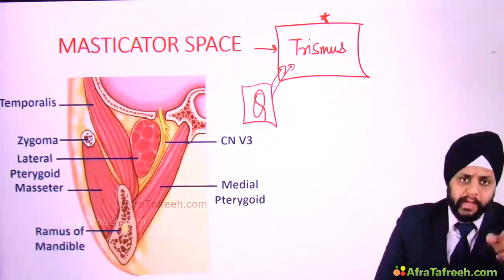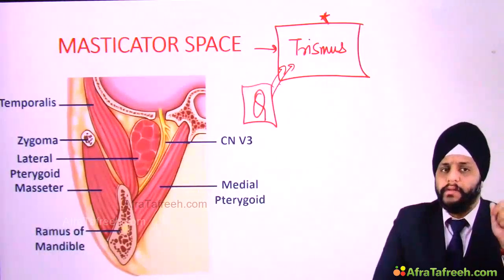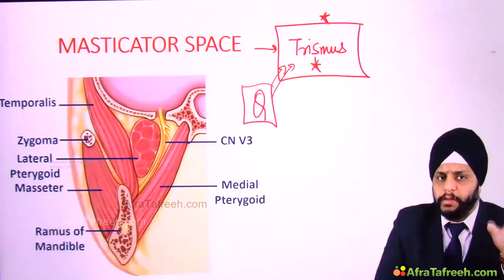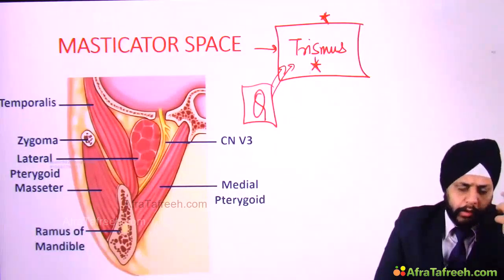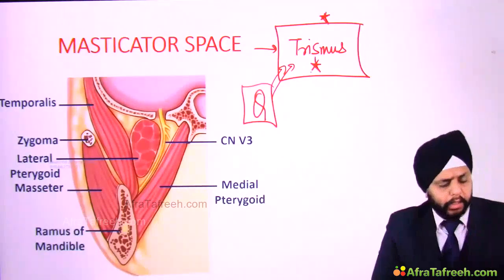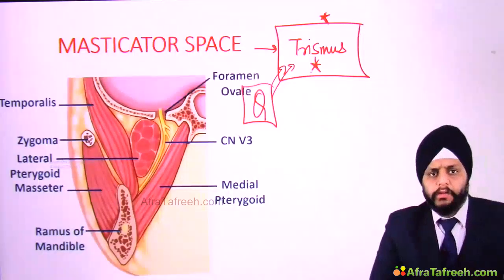So which space is it? It is a masticator space abscess. Trismus points towards masticator space abscess because it is due to the spasm of the masticatory muscles. Right? Clear? Okay.